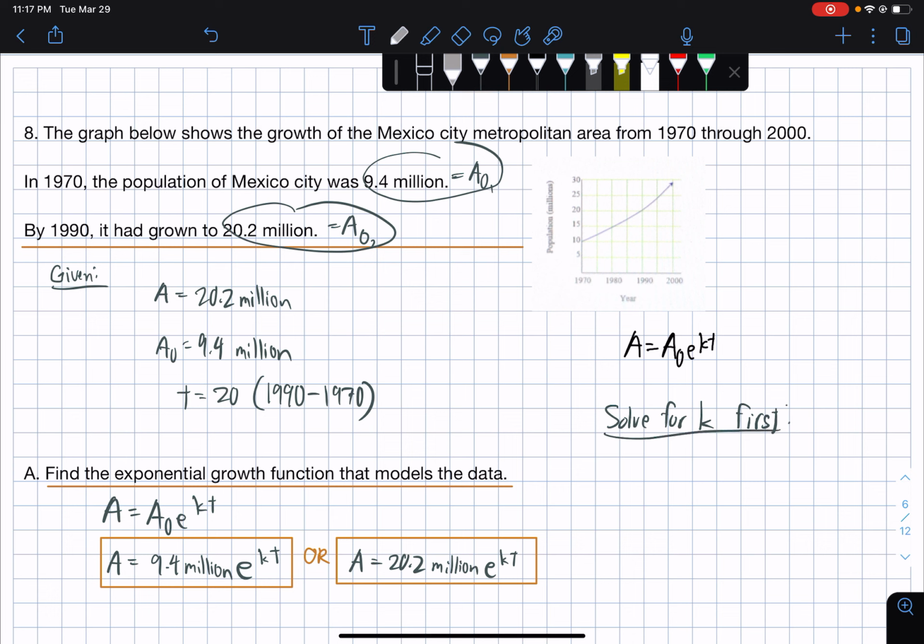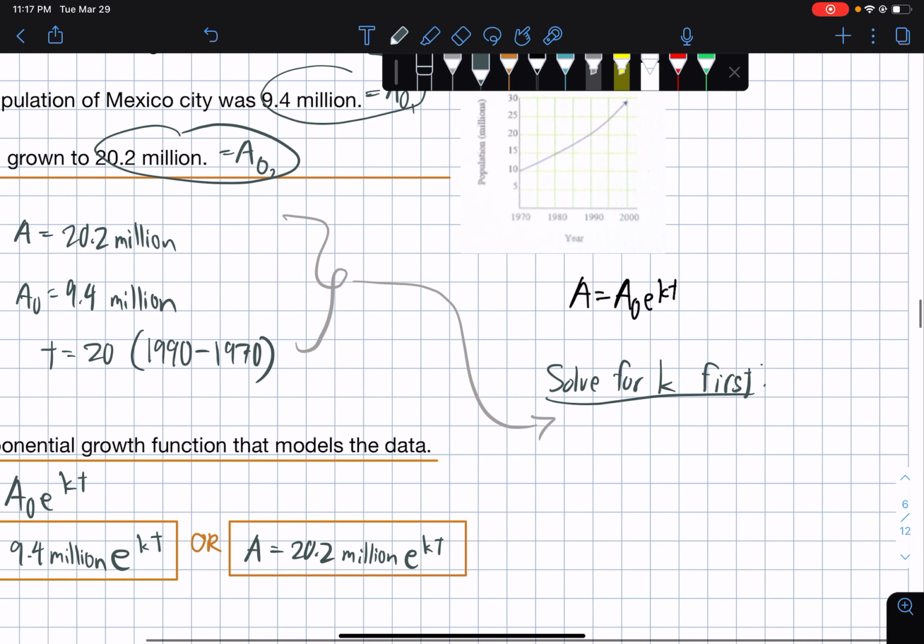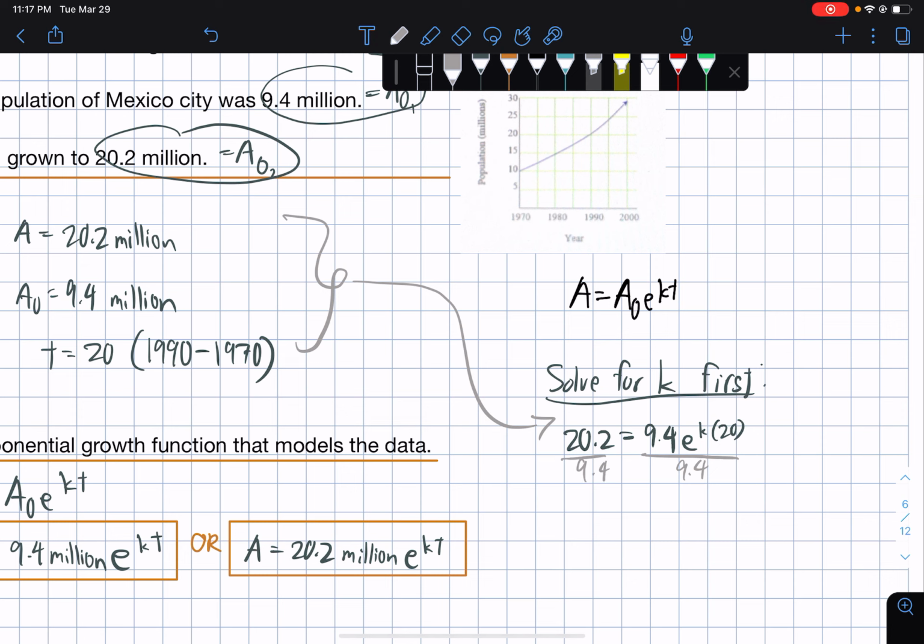So our available values are these. We solve for K using these values. So 20.2 is equal to 9.4 e raised to k times 20. Divide both sides by 9.4. So cancel. e raised to k20 is equal to 20.2 over 9.4, which is 2.1489317.